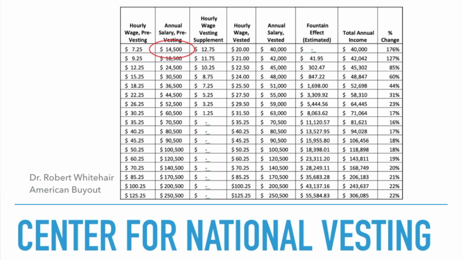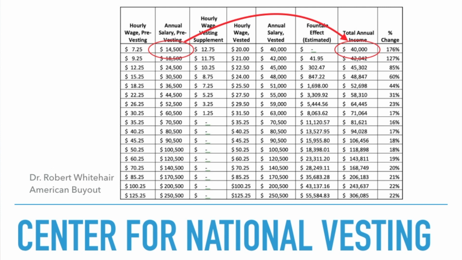But then again, because they're in a vested economy, not only contributing to production but also to excess production, they're receiving value back from their contribution to excess production, represented as an hourly wage vesting supplement, shown in this first row here, of $12.75. So the hourly wage vested is $20, and the annual salary vested is $40,000. That's a 176% increase in salary. The total income goes from $14,500 to $40,000 for that particular individual.